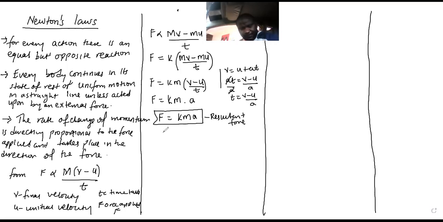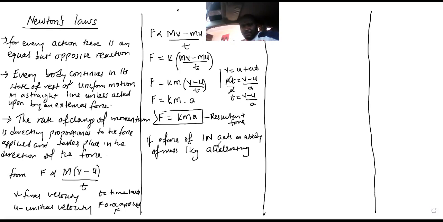But resultant force, if a force of 1 newton acts on a body of mass 1 kilogram, accelerating at a rate of 1 meter per second squared, then you have 1 is equal to K times 1 times 1. Thus, K will be equal to 1.